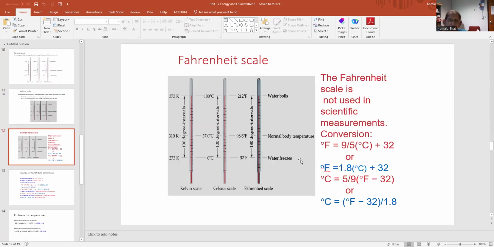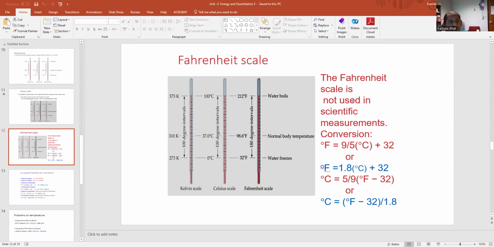We convert from one unit to the other by using the conversion formula. And what is that? If you want to go from Celsius to Fahrenheit, all you have to do is multiply 9 by 5 times the degree in Celsius and then add 32. However, instead of remembering 9 by 5, if you divide 9 by 5, you get 1.8. So if you want to convert from degree C to degree F, all you have to do is multiply the Celsius value by 1.8 and add 32.